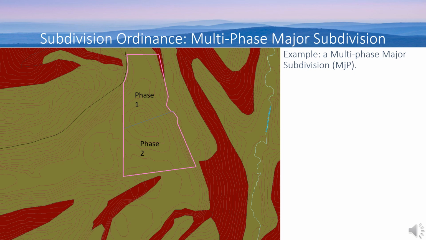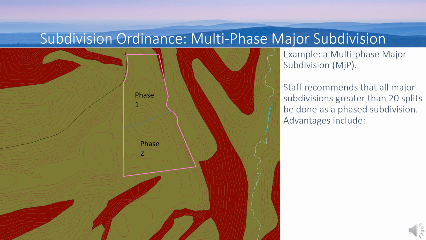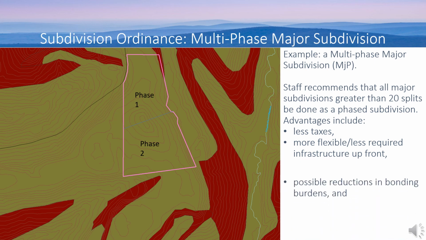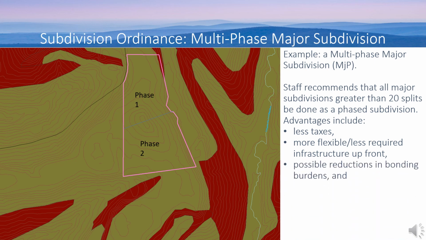Staff recommends that all major subdivisions greater than 20 splits are done as phased subdivisions for better localized control over potential problems within the subdivision. This can reduce taxes on underdeveloped later phases. It can also enable a more cost-effective, flexible approach to upfront infrastructure and allow bonds to be more right-sized, as well as flexible, less required infrastructure upfront. Furthermore, it allows the developer the ability to respond to changes in the marketplace that occur over the life of the development.